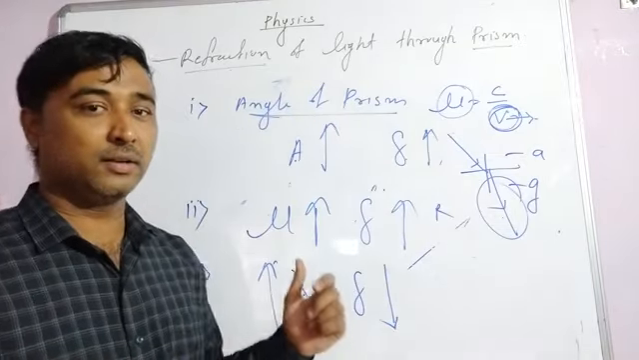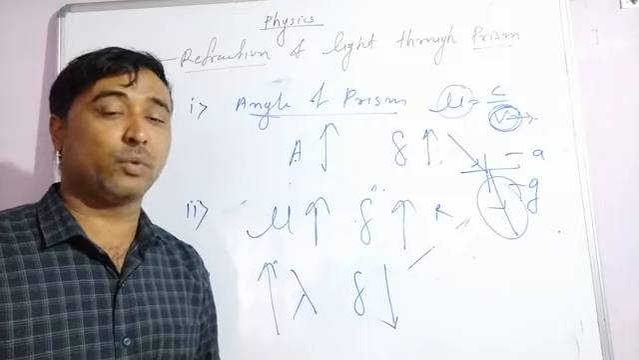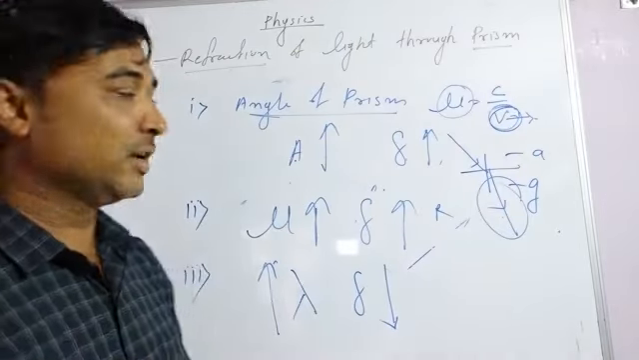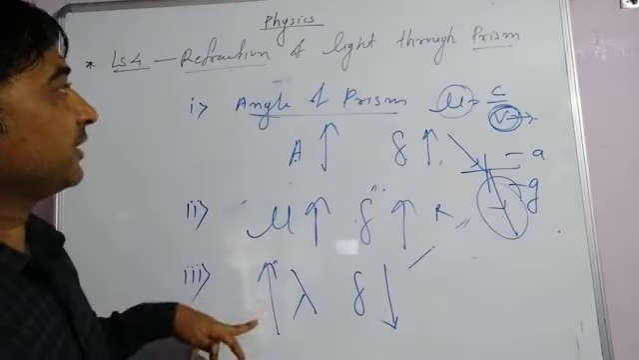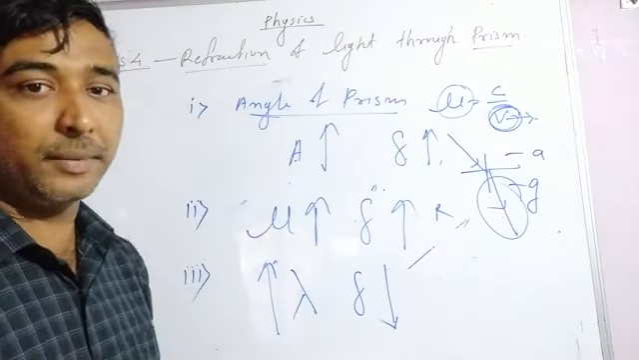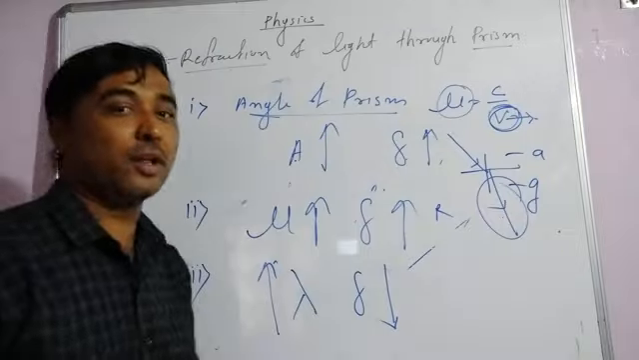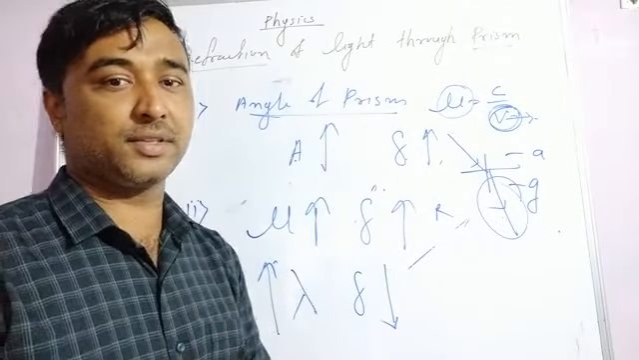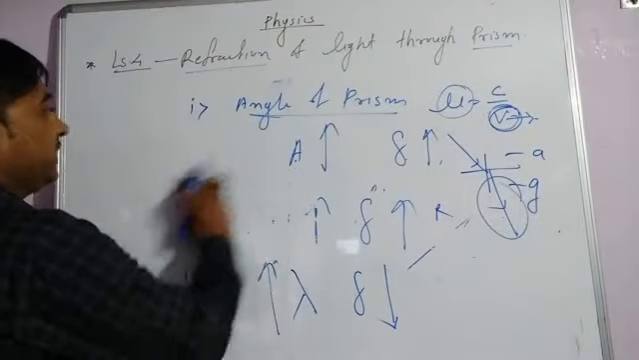ठीक है? For red, angle of deviation will be less. Why is this so? Because wavelength of the ray is more. So these are three factors on which the refraction of light through a prism depends. One more factor is remaining, that is angle of incident. It's very interesting, and we are going to see it now in detail.